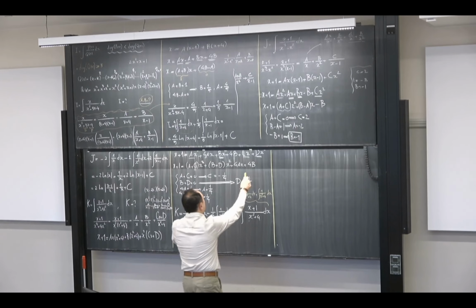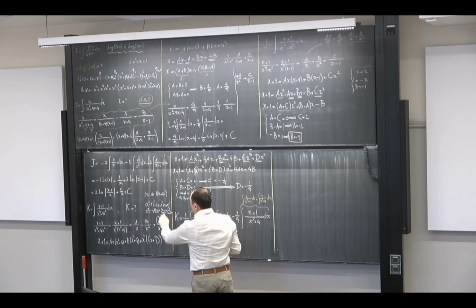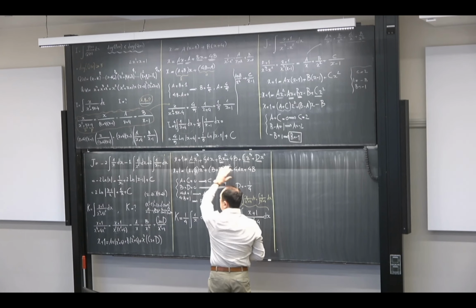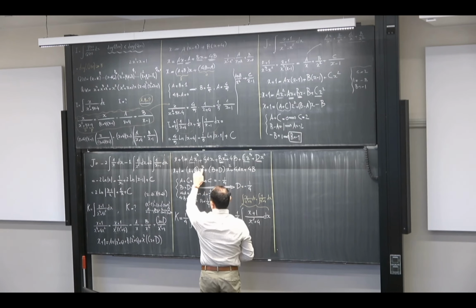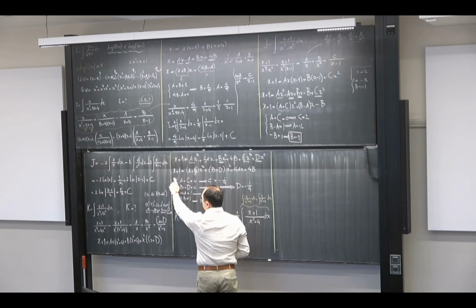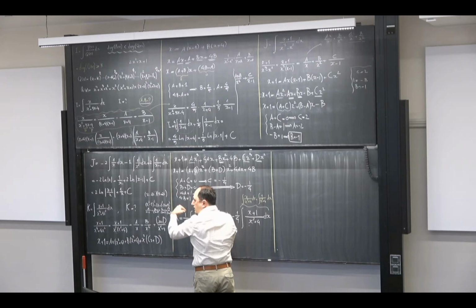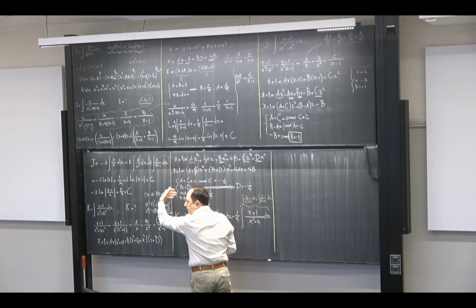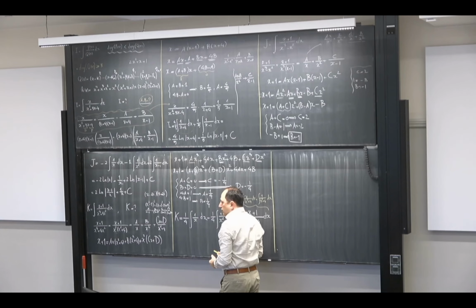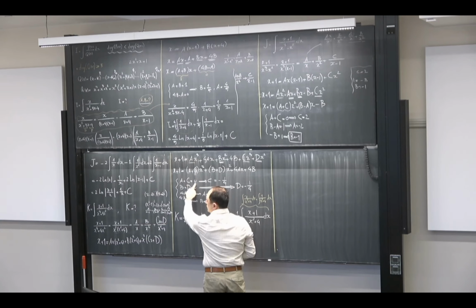Yes, here I'm comparing them. A polynomial is supposed to be equal to this polynomial for every possible x. So this means the coefficient of the cubic term and the coefficient of the cubic term should be the same. But there is no cubic term here. In other words, the coefficient of the cubic term is 0. So this means a plus c is 0.